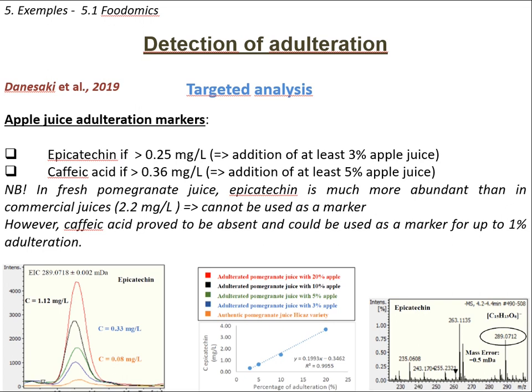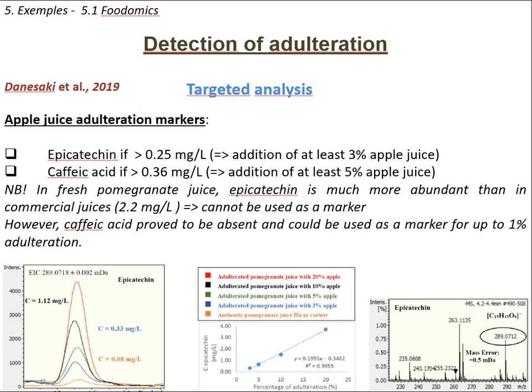Here is something we need to be careful about, because in fresh pomegranate juice, they found epicatechin in much higher quantities than in commercial juices. So this is a limitation showing that depending on the preparation of the juice, depending maybe on the area of production or the process of sterilization, pasteurization, and so on, maybe you can find some epicatechin. And so this cannot be used as a marker. However, caffeic acid proved to be absent also in the fresh pomegranate juice and could probably be used as a marker for up to 1% adulteration.